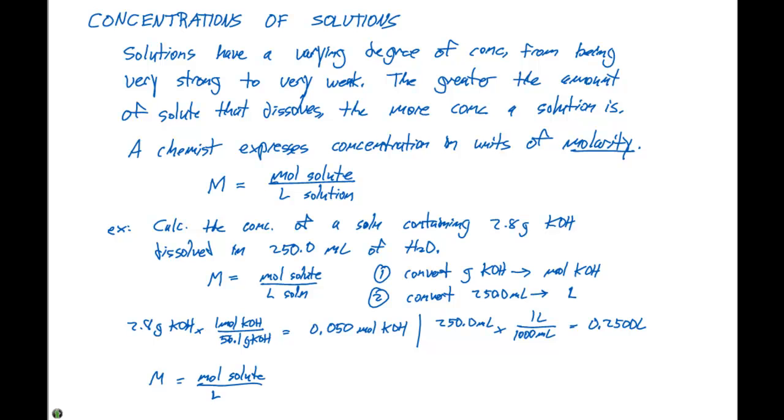If we want to calculate the molarity, it's going to be moles of the solute, which in this case is potassium hydroxide, divided by liters of solution. And in this case, we have 0.050 moles divided by 0.2500 liters. So this is going to give us a concentration of 0.20 molar potassium hydroxide. So this is a way that we can calculate a concentration given the grams of a particular substance that dissolve in a specific volume of water.